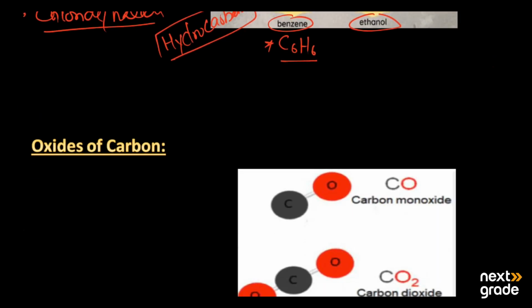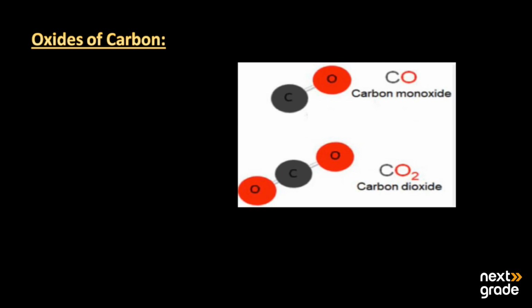So let's discuss the first oxide of carbon. Carbon can combine with two oxygens, making the formula carbon dioxide, CO2. When it reacts with only one atom of oxygen, it makes the compound CO, carbon monoxide. Monoxide means one oxygen atom and dioxide means it's combining with two oxygen atoms. So here we have CO, which is carbon monoxide, and we have CO2, which is carbon dioxide.